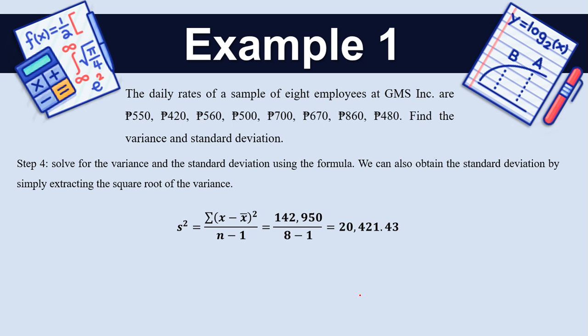So all we have to do is to substitute po yung nakuha natin na summation, which is 142,950. And then yung denominator natin, n minus 1. Kaya meron tayong 8 minus 1. Okay, pa-double check mga anak sa calculator po ninyo na yung 142,950 divided into 7 is equal to 20,421.43. Okay? Tama po ba or pareho po tayo ng sagot?